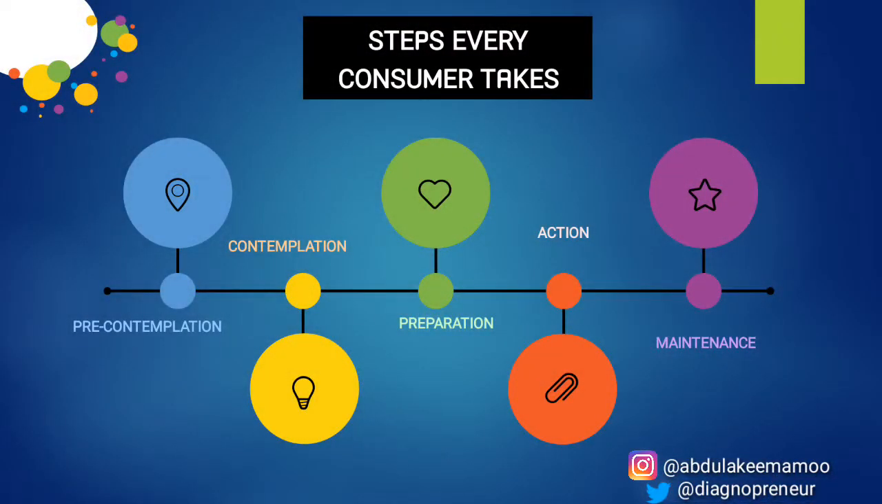The moment I can get you into that phase, I'm taking you away from the point of pre-contemplation, because there are 5 steps for a prospect to buy. Number 1 is pre-contemplation. The prospect is going to pre-contemplate: is this thing what I'm looking for? If you've taken them away from pre-contemplation, the next thing is contemplation. They will now think very well.